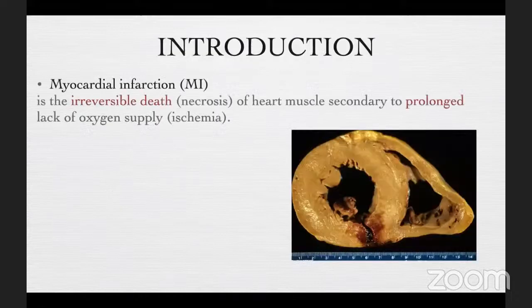Myocardial infarction is the irreversible death of heart muscle secondary to prolonged lack of oxygen supply. And we see in this picture acute myocardial infarction. In this case, the infarct is diffuse and hemorrhagic. There is a rupture track through the center of this posterior left ventricular transmural infarct, and the mechanism of death was hemopericardium.